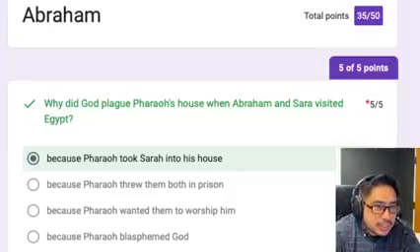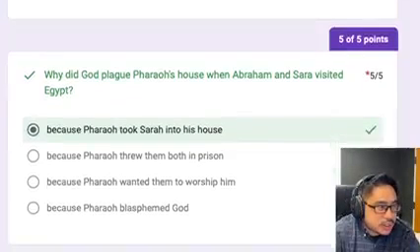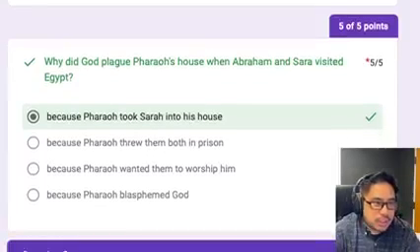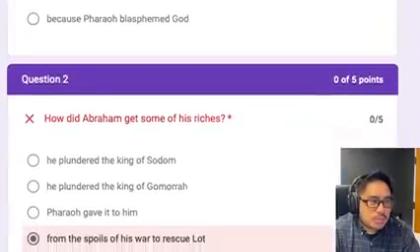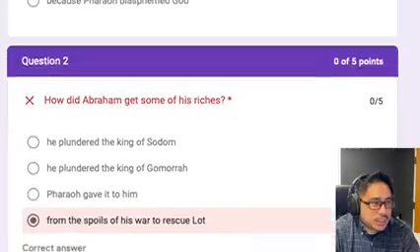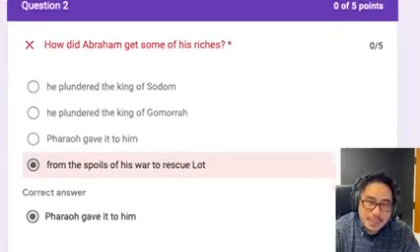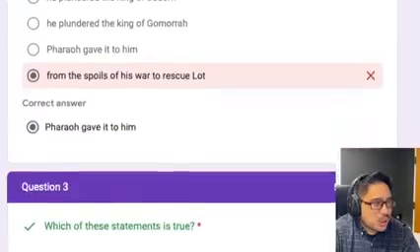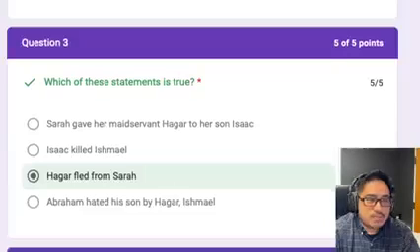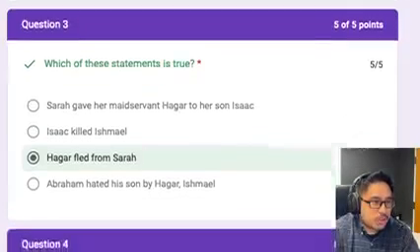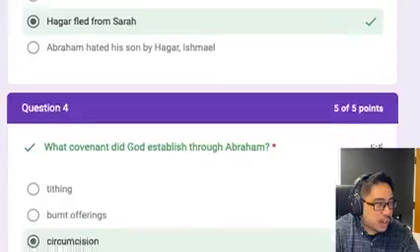Question number 1. Why did God plague Pharaoh's house when Abraham and Sarah visited Egypt? Because Pharaoh took Sarah into his house. Good. Question number 2. How did Abraham get some of his riches? It was not from the spoils, but Pharaoh gave it to him. Right, cool. I didn't know that answer. Question number 3. Which of these statements is true? Hagar fled from Sarah. Okay, good. Question number 4. What covenant did God establish through Abraham?